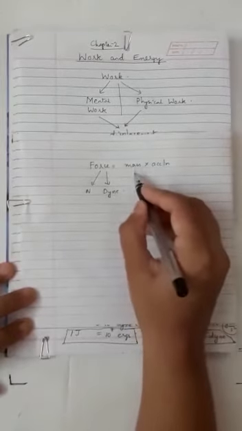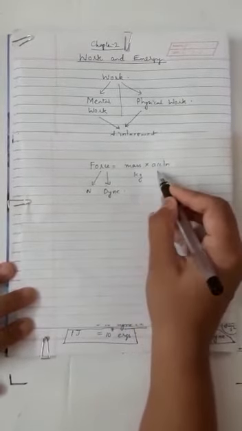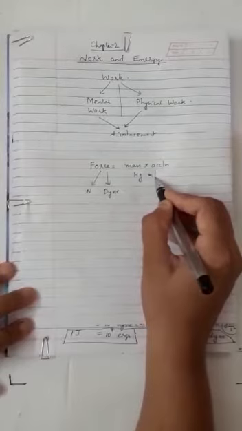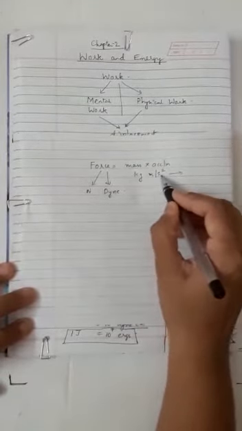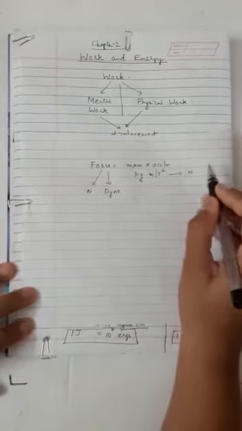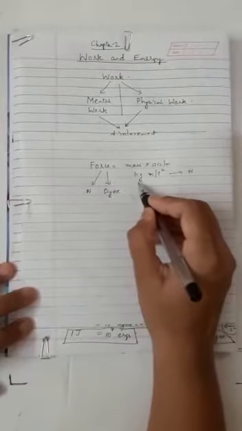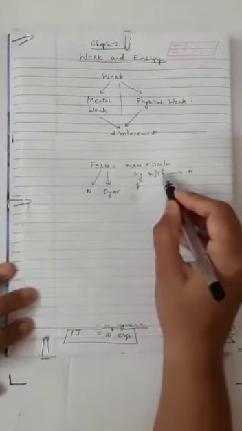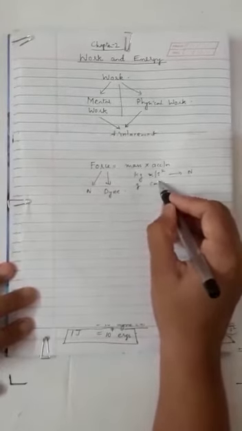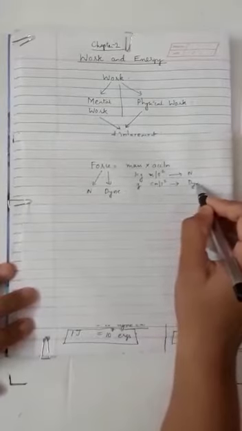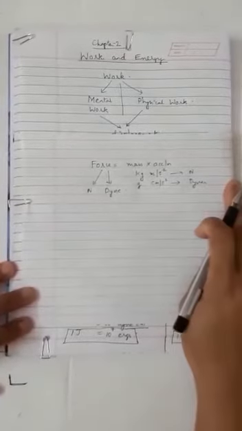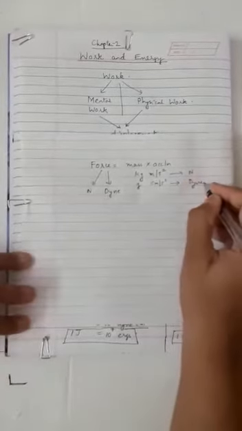Now, mass is measured in kilograms and acceleration is measured in meters per second square, and these two, kg meters per second square, are collectively called Newton. In the CGS system, mass is measured in grams and acceleration in centimeters per second square, and these two are collectively called dyne.